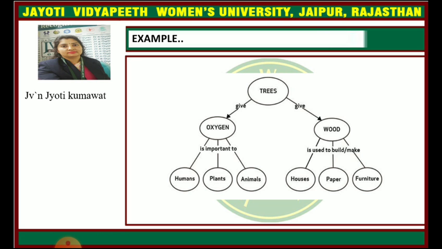An example: trees give oxygen. Their concept map is made like this. Then oxygen is important to humans, plants and animals. Trees also give wood, which is used to make houses, paper and furniture. So these are all the concepts, a best example for the concept map. The linking words are "give" and the phrasal verb "important to". By this way we can design a concept map and learn in a better way.